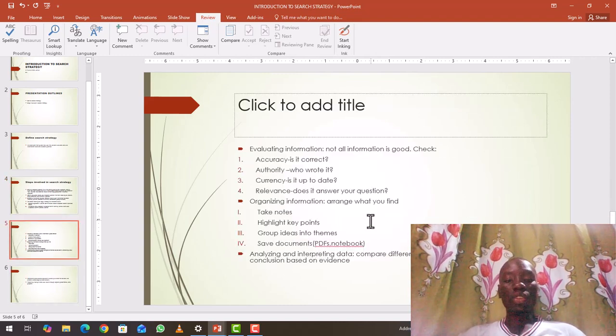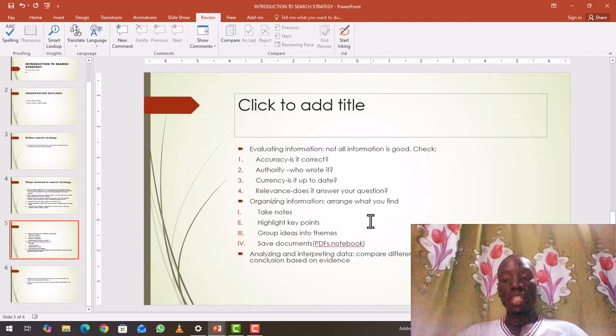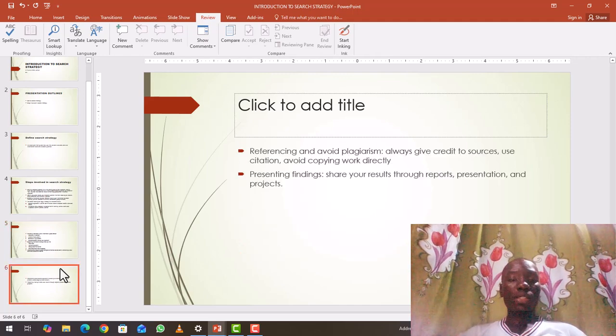And then after organizing information, you need to analyze and interpret data. How can you do it? By comparing different sources, identifying relationships between those sources, and then drawing conclusions based on the evidence that you gathered. And then, as we conclude, the second last is referencing and avoiding plagiarism.